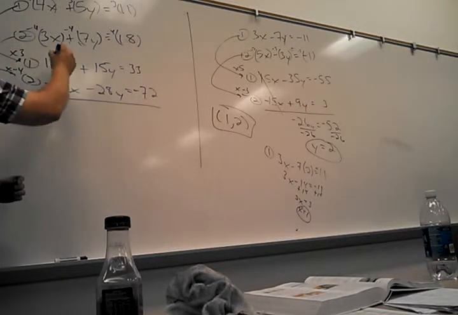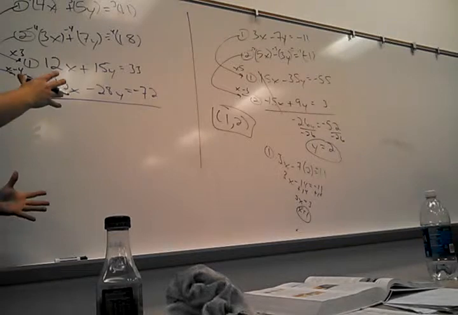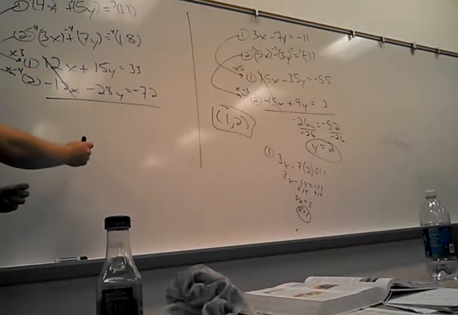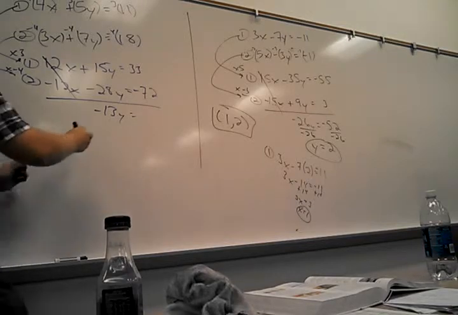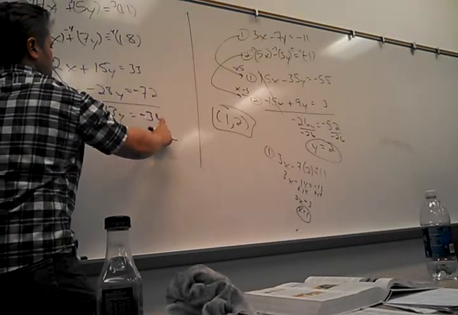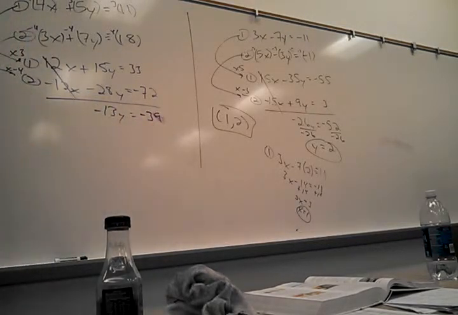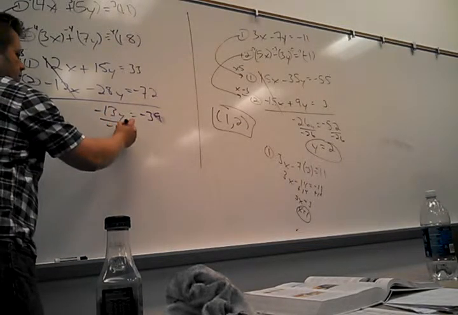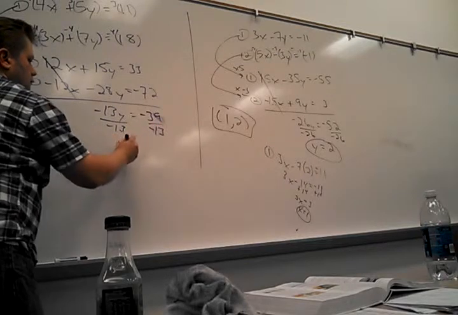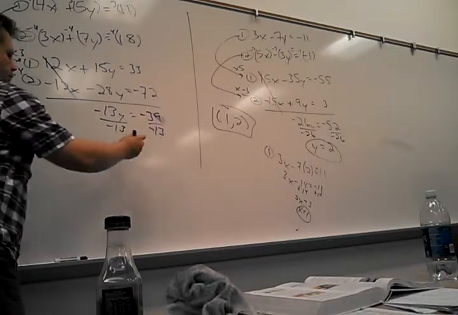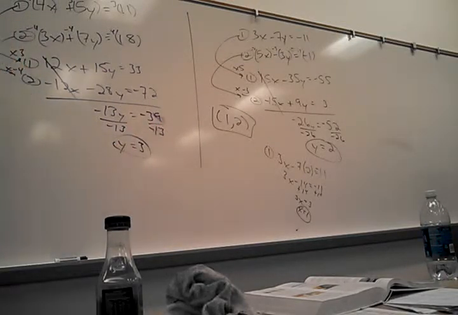And now when I add these together, which we talked earlier about why we're allowed to do that, here the x's cancel. Negative 13y equals negative 39. And again, thank God 13 goes into 39. Y equals 3.